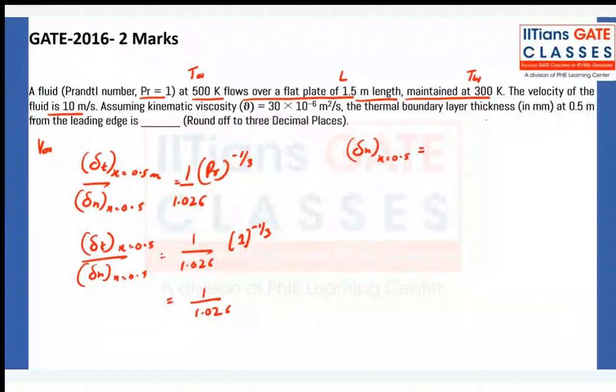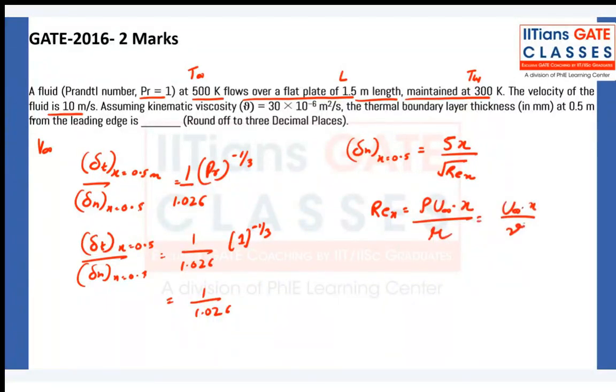Okay. So what is this relationship? Do you remember? It is the Blasius equation that gave this relation. Blasius actually gave this relation. Okay. So can you find out the Reynolds number at x, which is rho u infinity x by mu, or u infinity x by nu, because kinematic viscosity is given. So u infinity is 10, x is 0.5, and nu is 30 into 10 to the power minus 6. That gives 16666.67.